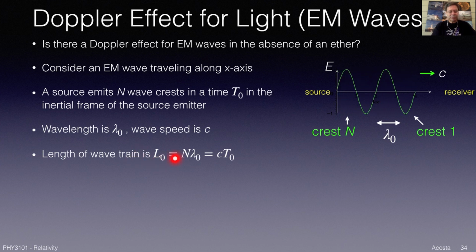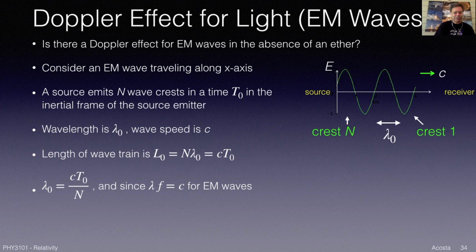Now the length of the wave train, L naught, will be however many wave crests we have, n, times the wavelength, lambda naught. But that also has to be the speed at which the wave propagates times the total time t naught over which they were emitted. That will be the whole length of the wave train from crest 1 on the one side and crest n on the other. That total length in the frame of the source is just c times that time, which is n wavelengths, n lambda naught.